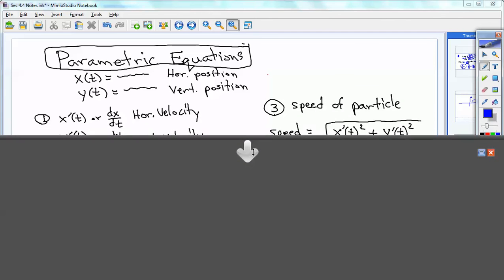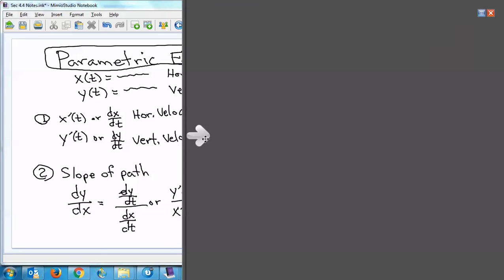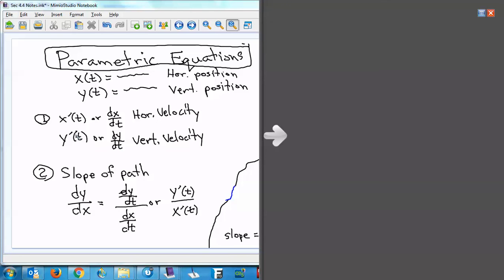So if we do the derivative of each of those, let's do number 1 here. Number 1 says x prime, or dx/dt, is going to be the horizontal velocity. So now when we talk about velocity and position, we have to tack on this idea of horizontal or vertical, right? We've got 2 dimensions going on. So x prime is going to be the horizontal velocity, how fast it's moving horizontally. Now remember, it's doing some of both. It's moving diagonally. And then y prime is the vertical velocity.